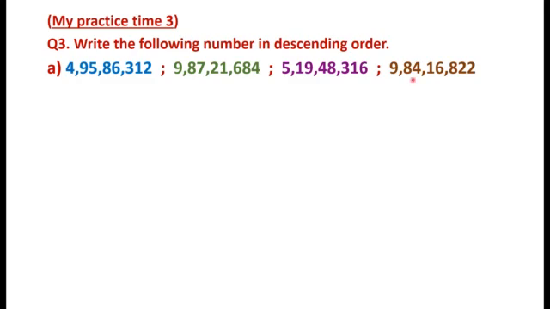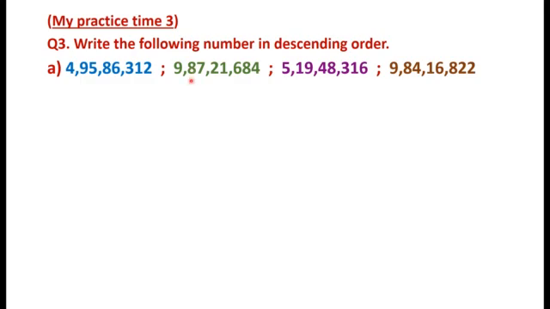So we will start comparing from the left-hand side to find which is the largest number. In the first number the digit is 4, in the second number it is 9, in the third number it is 5, and in the fourth number it is 9. That means the largest number is among these two, the second and the last one, because the digit at the left corner place is 9. As both numbers have 9 as the first digit, we will move to the next place and compare the digits.